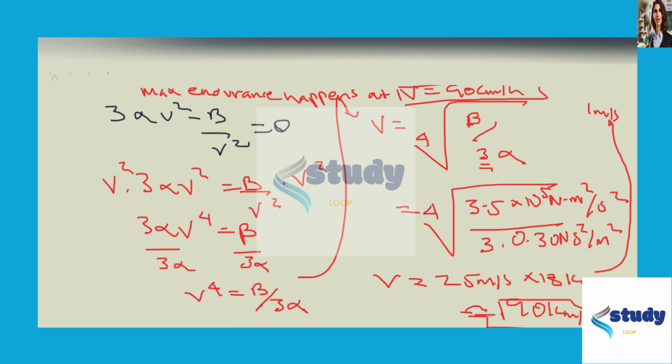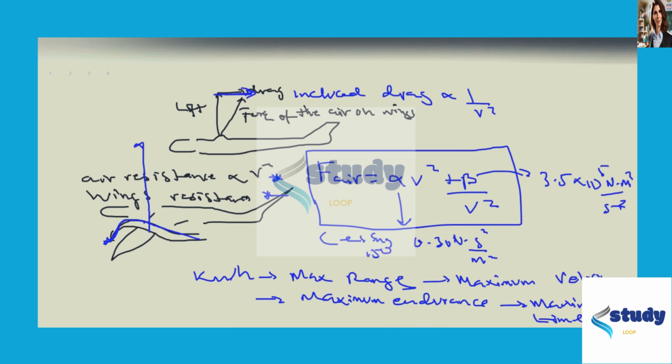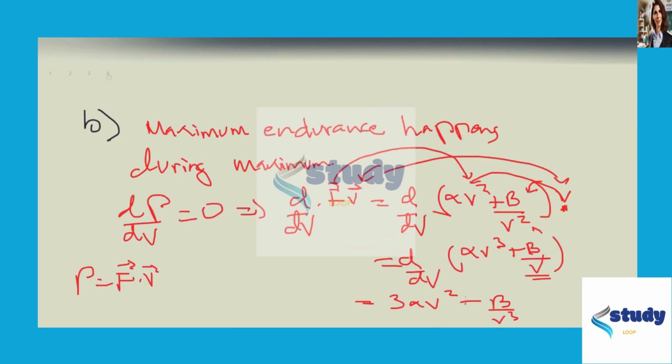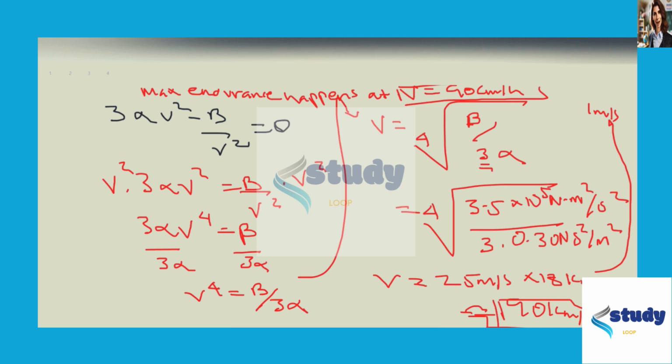Okay, so we found those two values that we wanted. The first value, as you can see, was this one right here. That's the speed at the maximum range. When does the maximum range happen? And then the other one would be when does the maximum endurance happen?